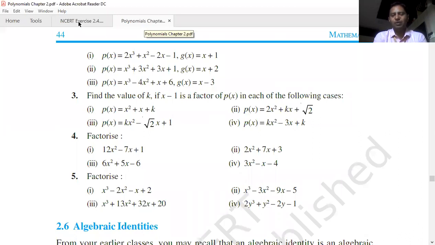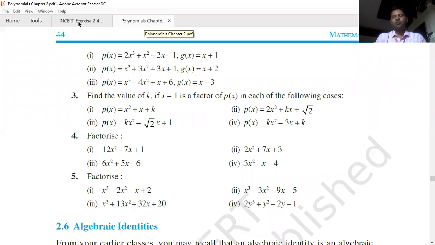First, we'll multiply the first and the last term, that is 12. We need to find the factors of 12 such that the addition will become minus 7, whereas the product will remain 12. So we'll split the middle term, minus 7x, into minus 3x and minus 4x. Minus 3x minus 4x will become minus 7x again.